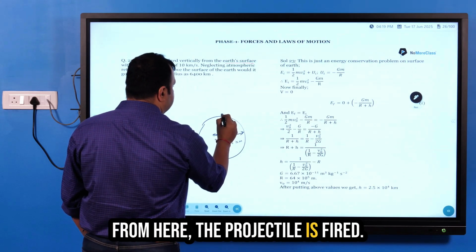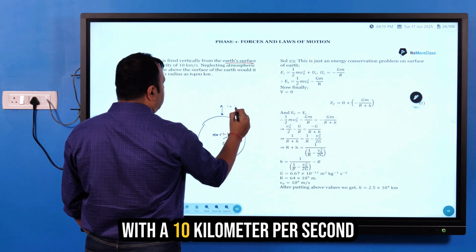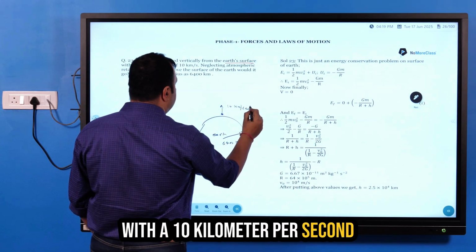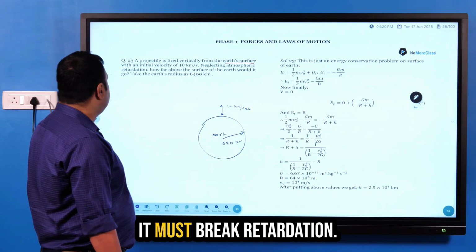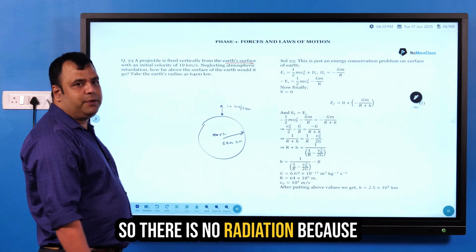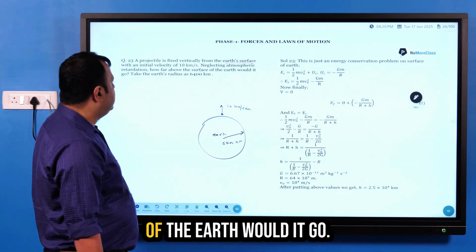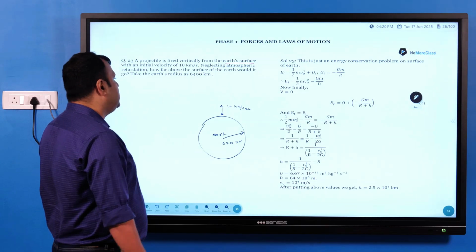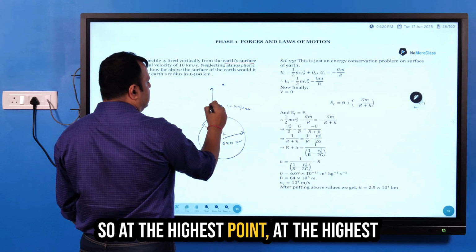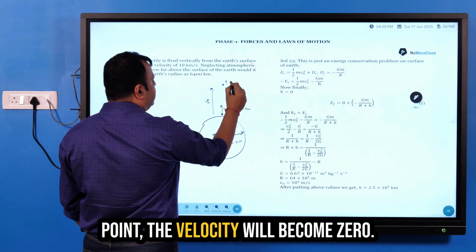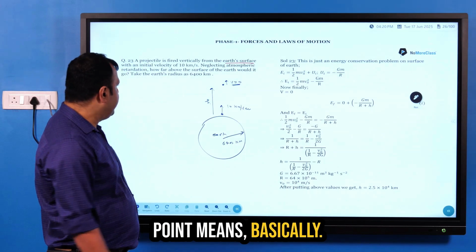From here, the projectile is fired in upward direction with the 10 kilometer per second initial velocity, neglecting atmospheric retardation. So there is no retardation because of the friction due to atmosphere. How far above the surface of the Earth would it go? So at the highest point, the velocity will become zero. That's what the highest point means basically.